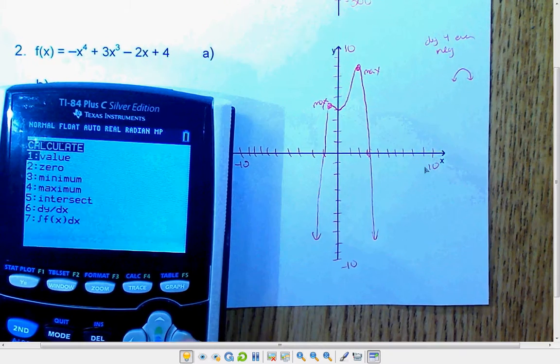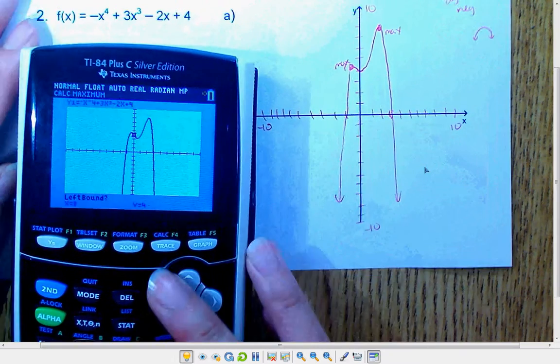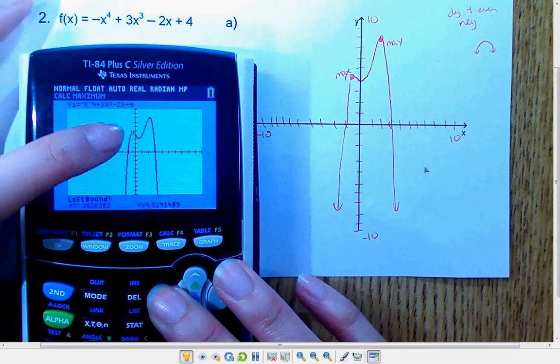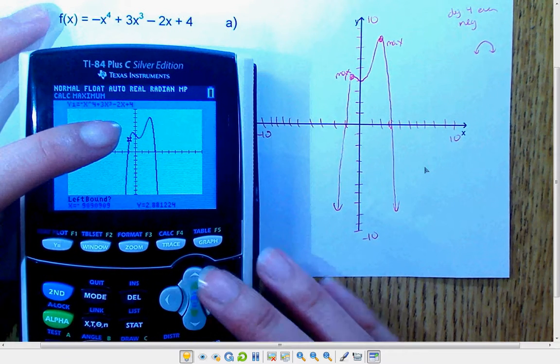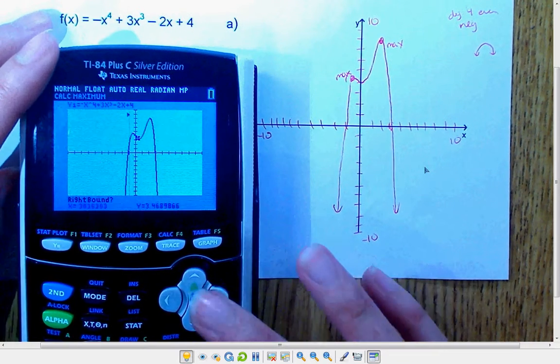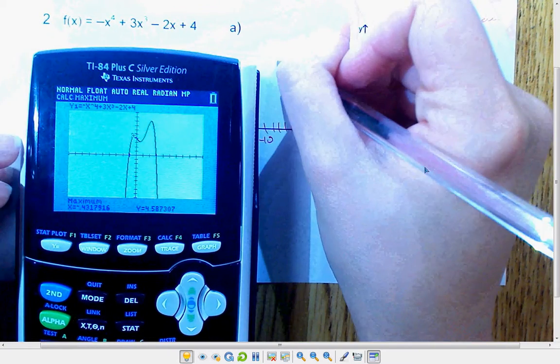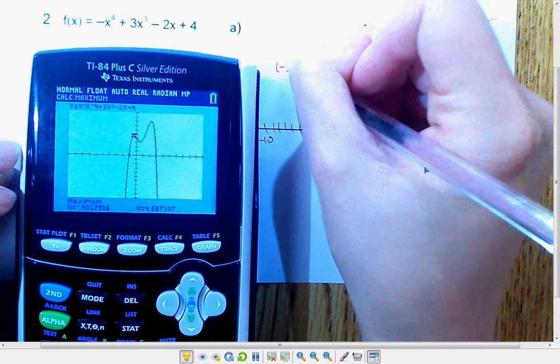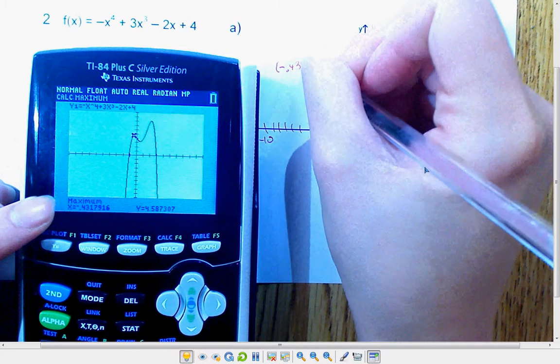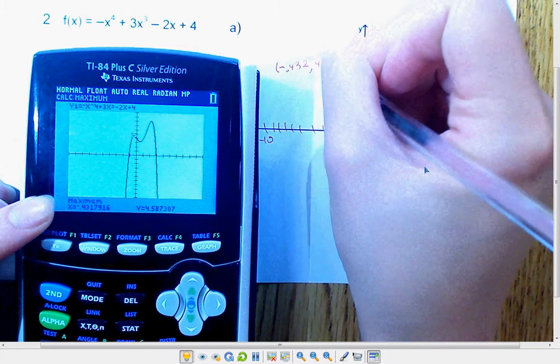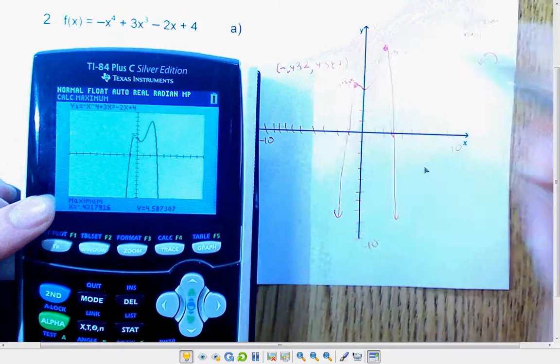So second calc, we're going to go to 4 because we're looking for the maximum. So it's this point right here, this hill. So slightly to the left, enter. Slightly to the right, enter. Guess, enter again, and you get a maximum value of negative 0.432 and 4.587. This is your first maximum.